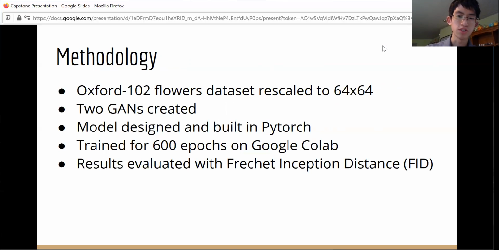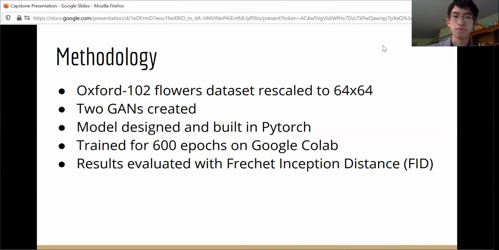So for my methodology, the dataset I use is called the Oxford 102 Flowers dataset, which is a collection of about 2,000 images of flowers found around Europe. I chose this dataset because the amount of data in it is small, which will make it difficult for a normal GAN to train on.